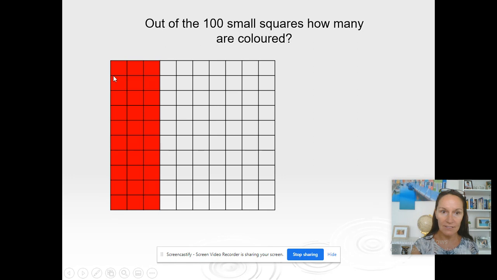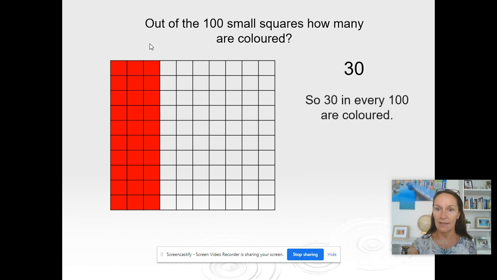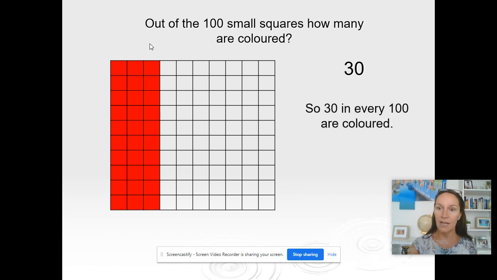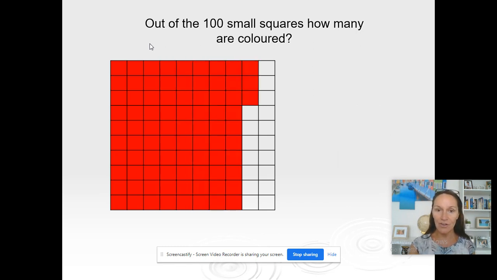Rows of 10, so we've got 10, 20, 30. 30 out of 100 small squares have been coloured. 30 over 100, which would be 3 over 10, which would be 30%. And remember, if it's 3 over 10, then you have got 3 in the 10th column. So that would be 0.3 as a decimal if we're transferring everything you've been looking at so far this week.